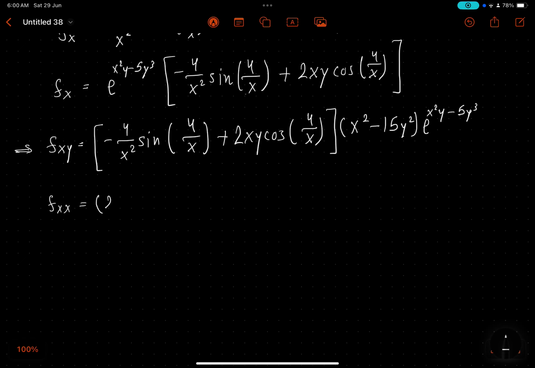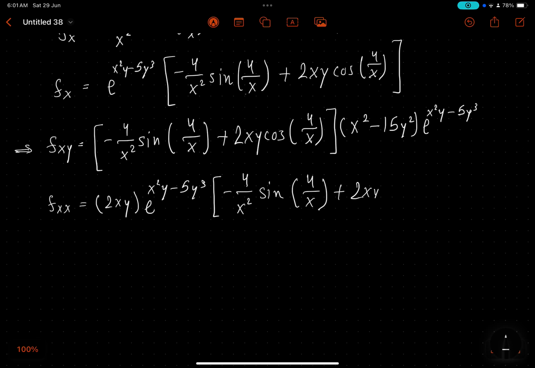So now let's do this. So 2xy times e to the x squared y minus 5y to the 3 multiplied by our function sine of 4 over x plus 2xy cosine of 4 over x.